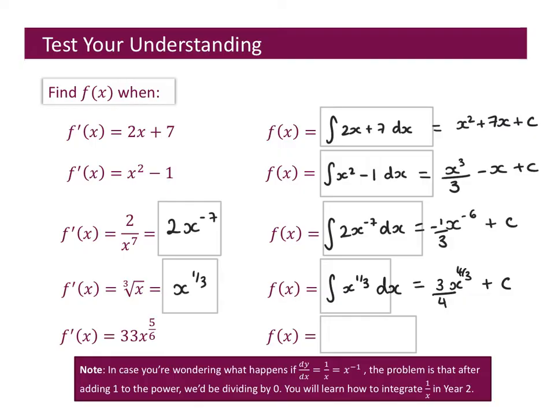33x to the power of 5 over 6. We're going to integrate with respect to x. Increase the power by 1, 11 over 6. Divide by the new power, which is multiplied by 6 over 11, but 33 over 11 is 3, so 6 times 3 is 18, plus c.